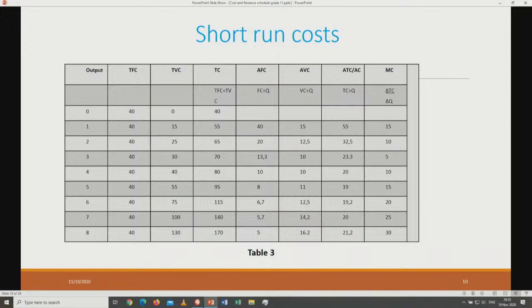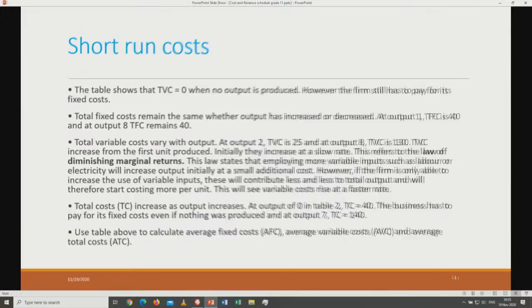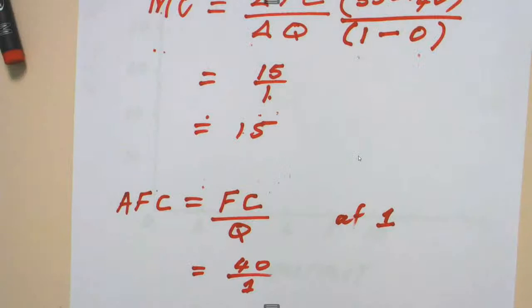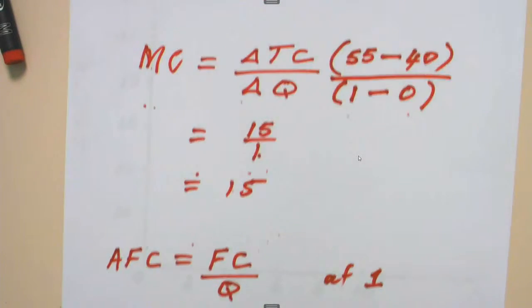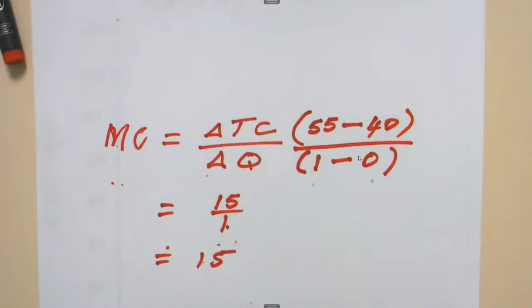All right. Now I want us to move on to the plotting, because I think I've already shown you how to calculate the marginal cost, right? I've shown you how to calculate the marginal cost. Remember, we were calculating the marginal cost at output 1. Remember, this is what happened.